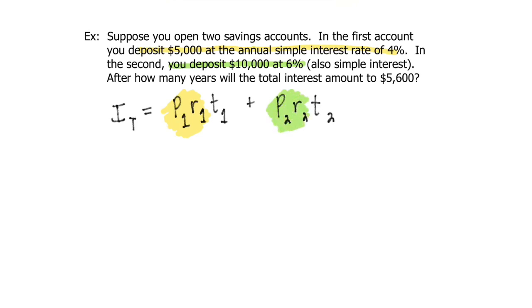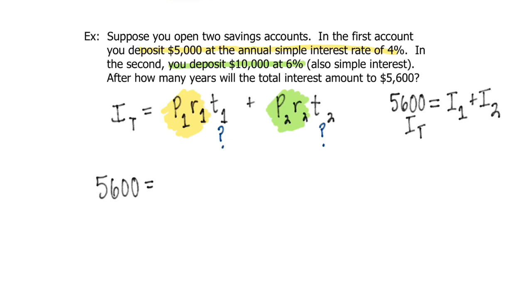And then it says how many years. So this is unknown. Our time is unknown. After how many years will the total interest be $5,600? So $5,600 is equal to your interest from your first account plus your interest from your second account. So I can put in, which is your interest total. So here's how that system works. We're going to substitute in $5,600 for IT.